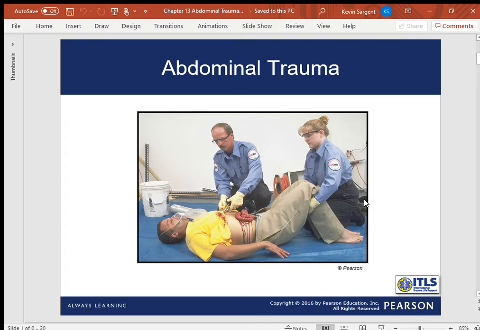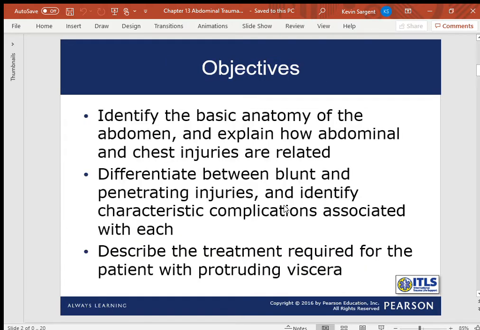With abdominal trauma, we see a picture here of a gentleman with what appears to be a simulated abdominal evisceration. Evisceration is where you have intestines on the outside of the body versus the inside, as shown in this photo. This guy appears to be a very cooperative participant for having such an injury, so I'm assuming it is staged as well. So the objectives: we're going to look at some basic anatomy of the abdomen.